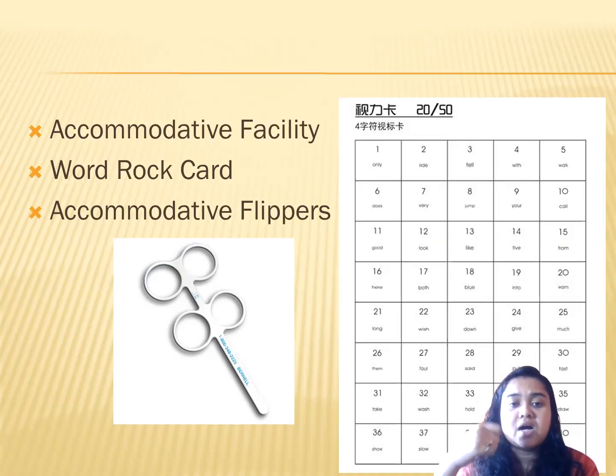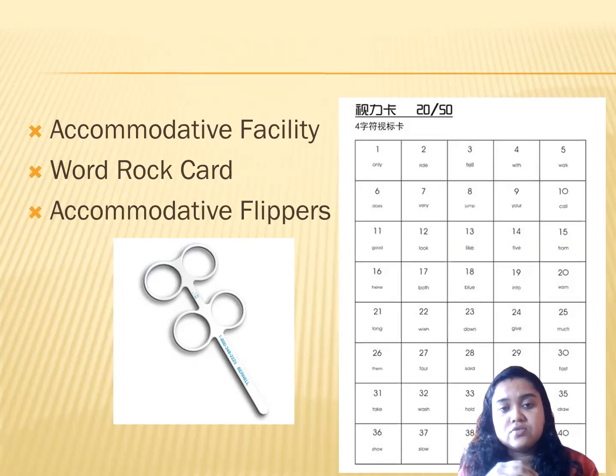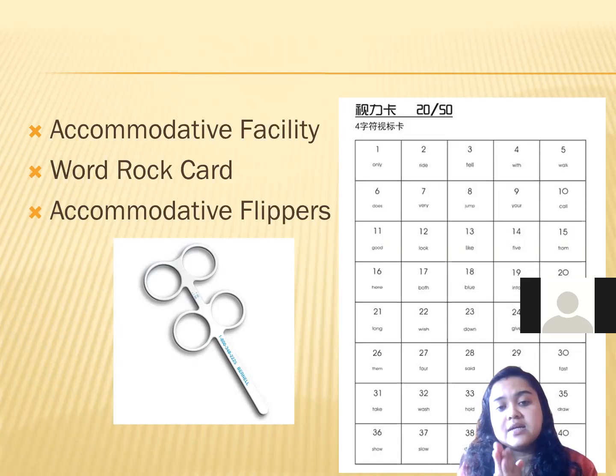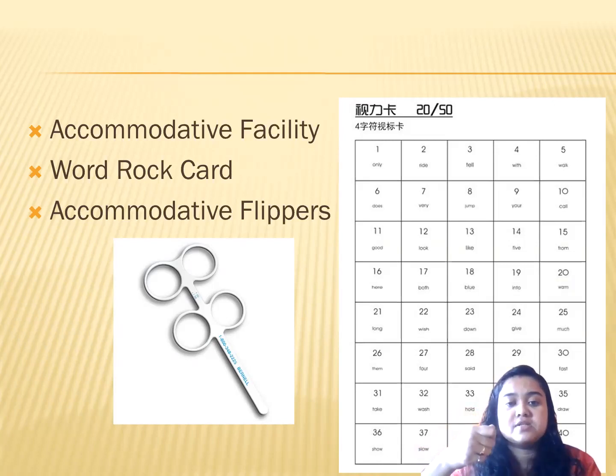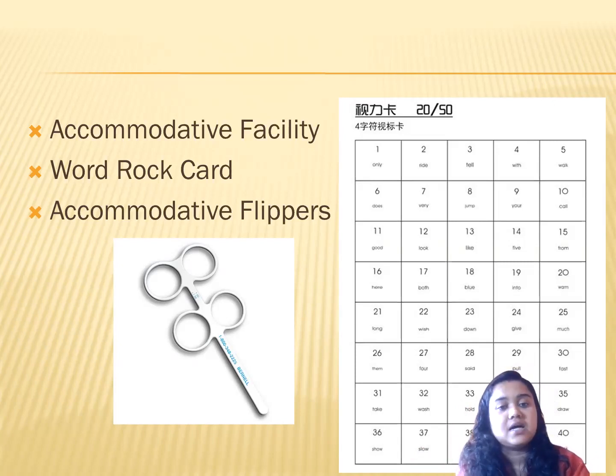Once he sees the letters blurred and then they become clear, he has to say clear. Immediately once he says clear, I have to flip the flippers. So when I'm flipping the accommodative flippers, what is happening? First there was plus 1.5, and now the minus 1.5 lenses are coming in front of the patient's eyes.